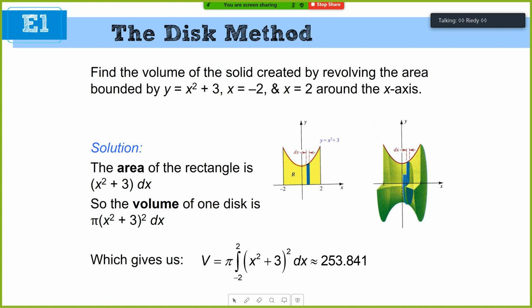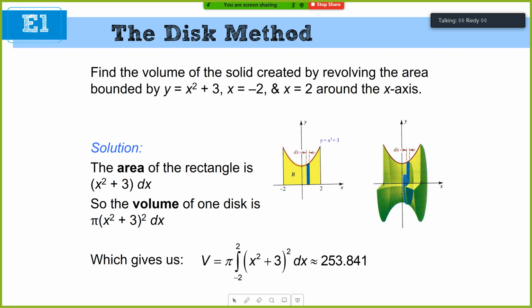Number two, your life will be made a lot easier if you remember what it is you're trying to do. This whole business here of the x squared plus 3 quantity squared times pi is the volume of one of the disks. Oh, with the dx, I forgot to mention the dx. And then you just use the integral to accumulate all those infinite number of disks.